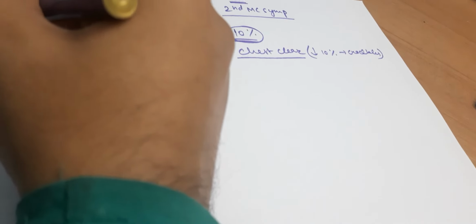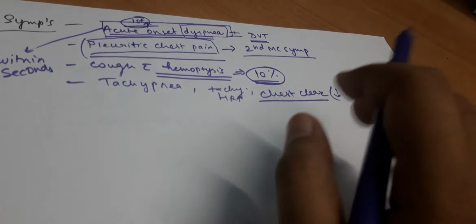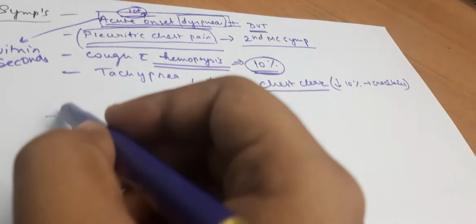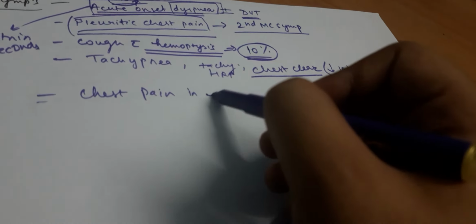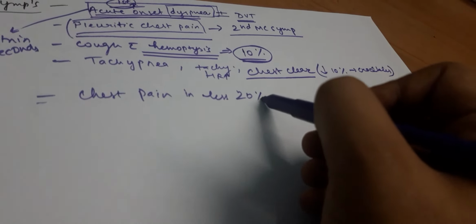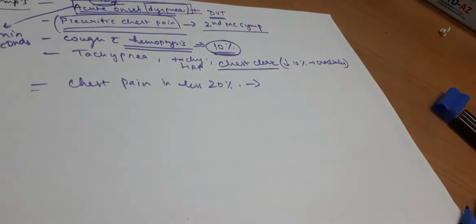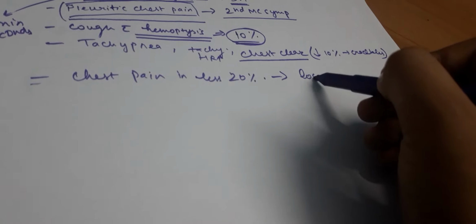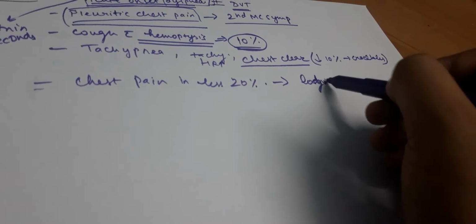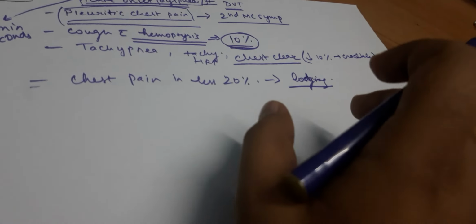Now, as we discussed, the first symptom was acute onset of dyspnea, and the acute onset of the dyspnea will be within seconds. Chest pain is seen in less than 20% of the patients. And why is this seen? Because of the distal lodging of the emboli. That is why you can see the symptoms. All right.